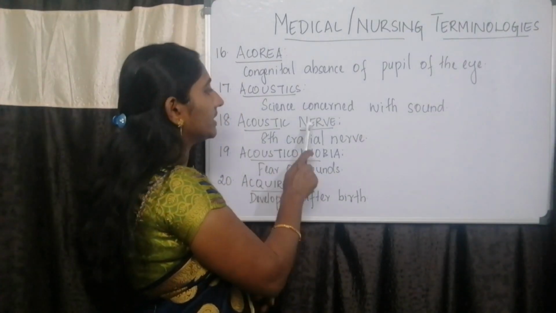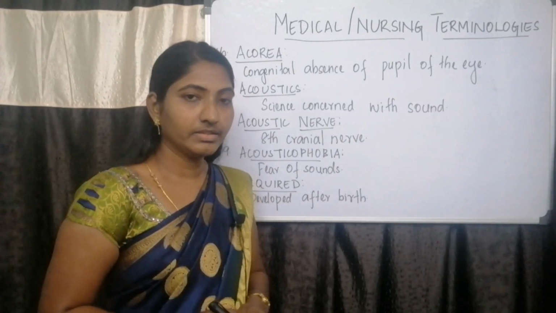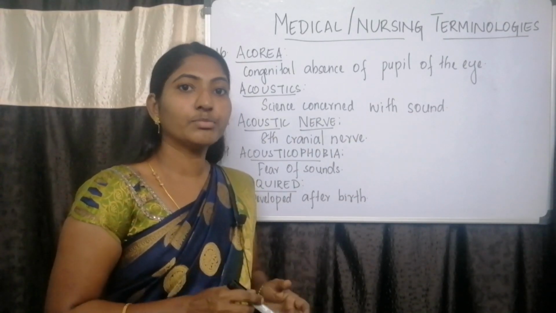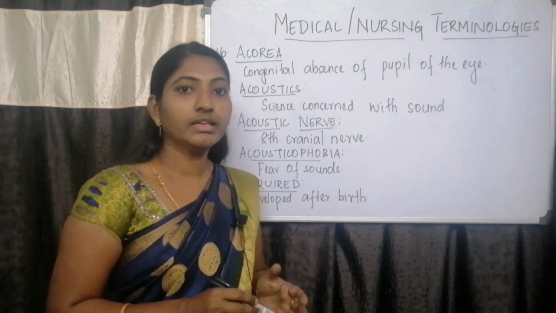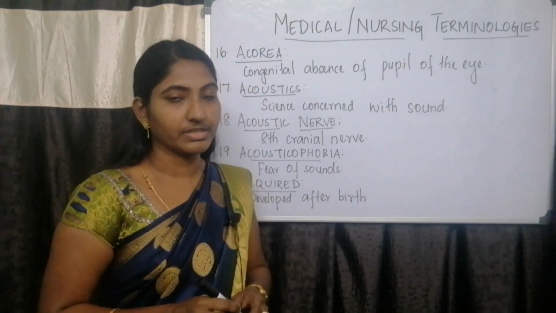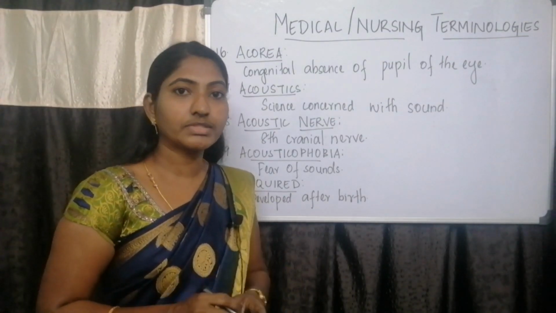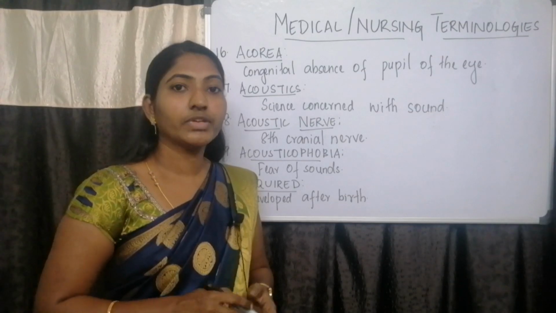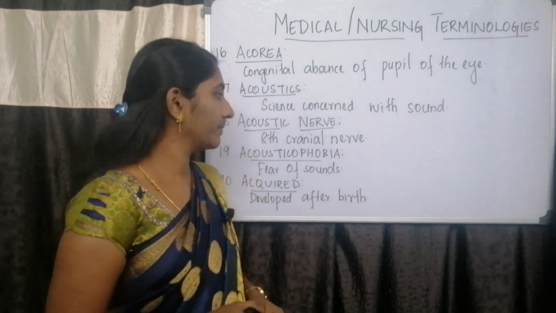Next one is acoustic nerve. Acoustic nerve is the 8th cranial nerve. It is otherwise called the vestibulocochlear nerve. This nerve is concerned with hearing, balance and head position. I have already explained about the vestibulocochlear nerve or acoustic nerve in a previous video. If you want more details, you can use the link given in the description box.